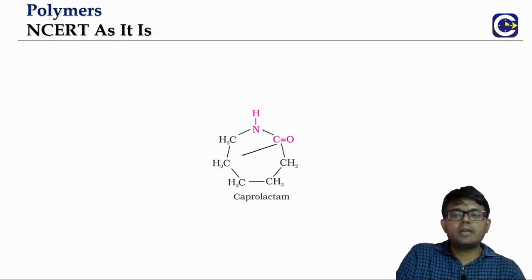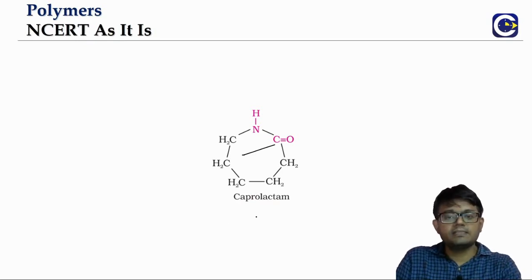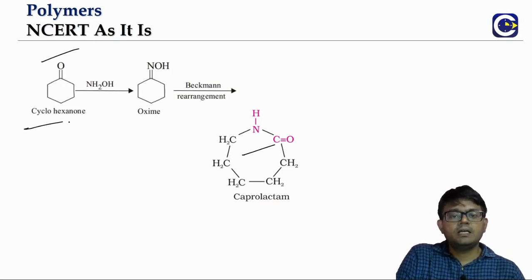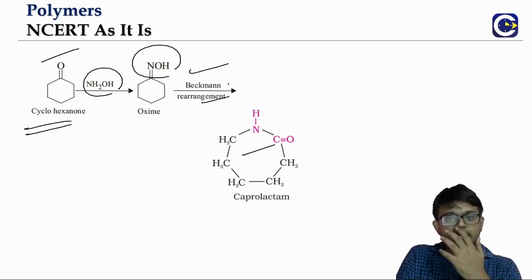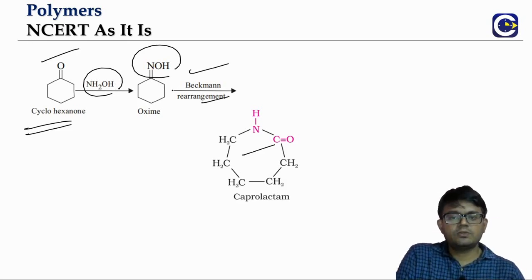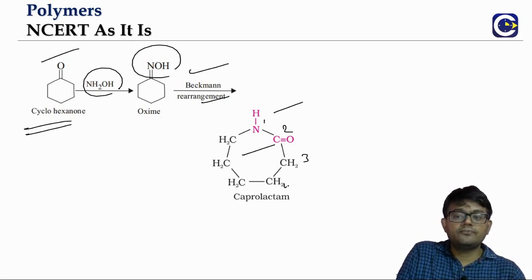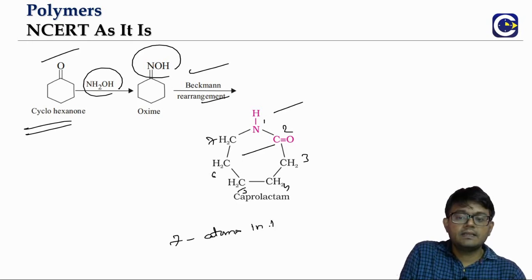So let us see how the caprolactam is obtained. Okay, so this is a little bit beyond the NCERT. So starting from cyclohexanone, when we react this with hydroxylamine, NH2OH, we will get the corresponding oxime. Oxime will undergo Beckmann rearrangement, a ring expansion. The nitrogen will come into the ring. That will give us what? Caprolactam. What is the number of atoms inside the ring? 1, 2, 3, 4, 5, 6, 7. There are 7 atoms in the ring. It's a 7-membered ring.